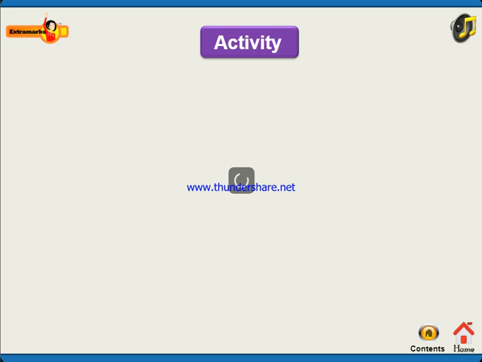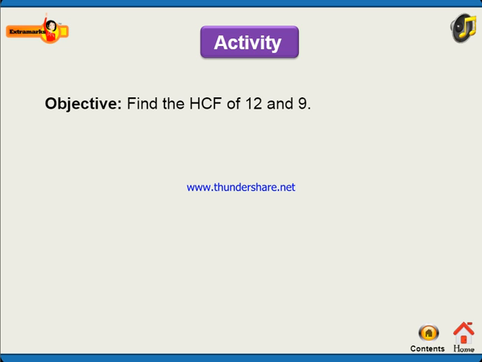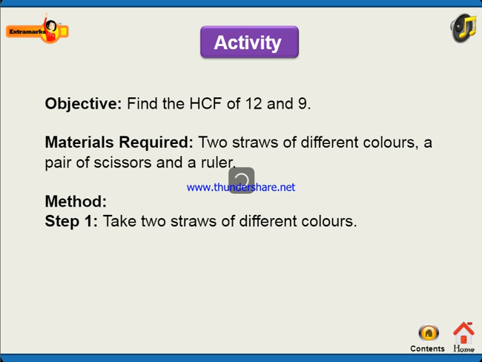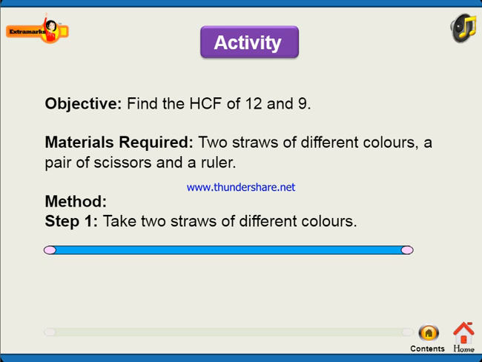Let us now do an activity based on the division algorithm. Our objective is to find the HCF of 12 and 9. For this, we need two straws of different colors, a pair of scissors, and a ruler. Let us now do the activity. First, we will take two straws, one blue straw and one green straw.